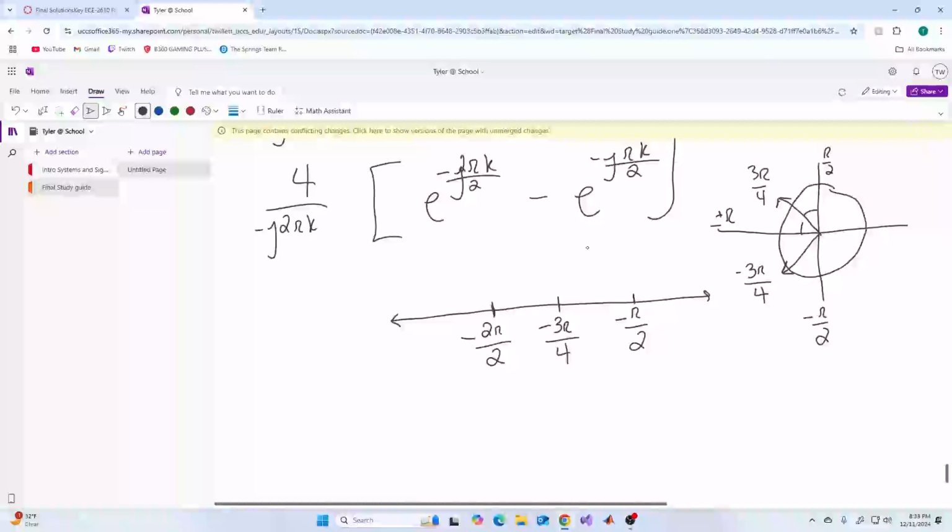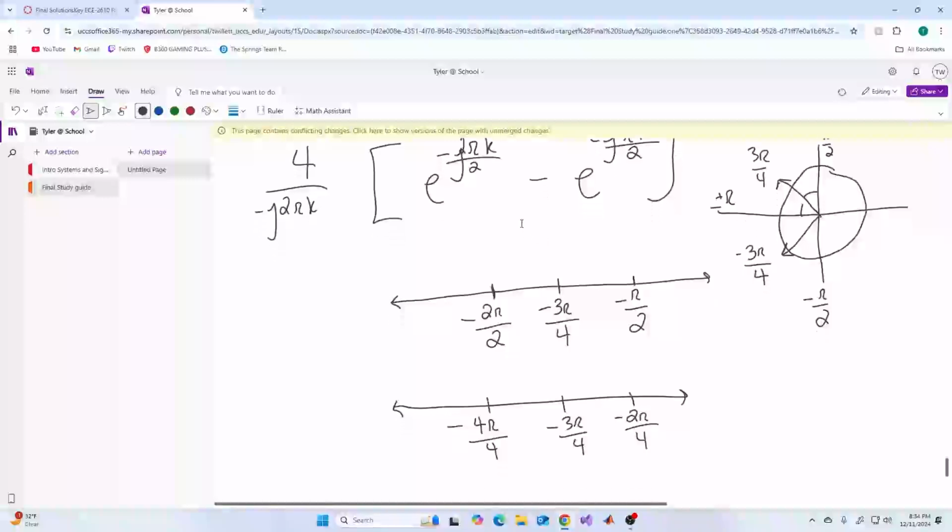So now I really want common denominators between all of them. So I'm going to do this one more time, but I'm going to make common denominators between all of them. So this will be negative 4 pi divided by 4, negative 3 pi divided by 4, and negative 2 pi divided by 4. So let's go ahead and take a look.